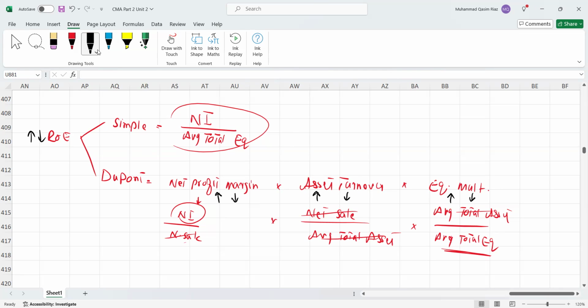Now let me show you a couple of questions so you can get an idea of how questions will be tested from these two ratios. So here we go.